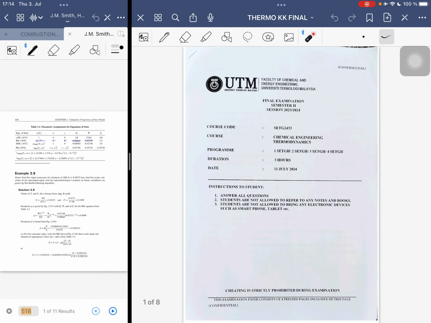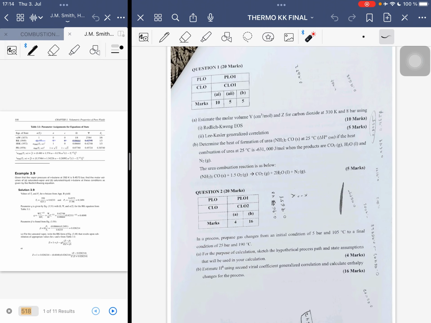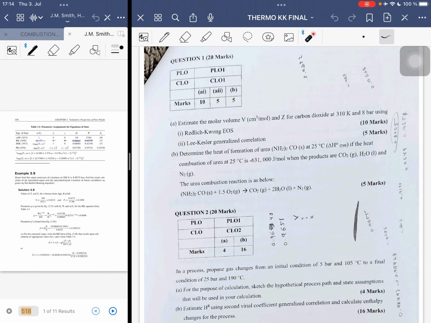Hi guys, I'm going to go through the final exam for Thermo KK 23-24 Sem 2. Let's just get through it.